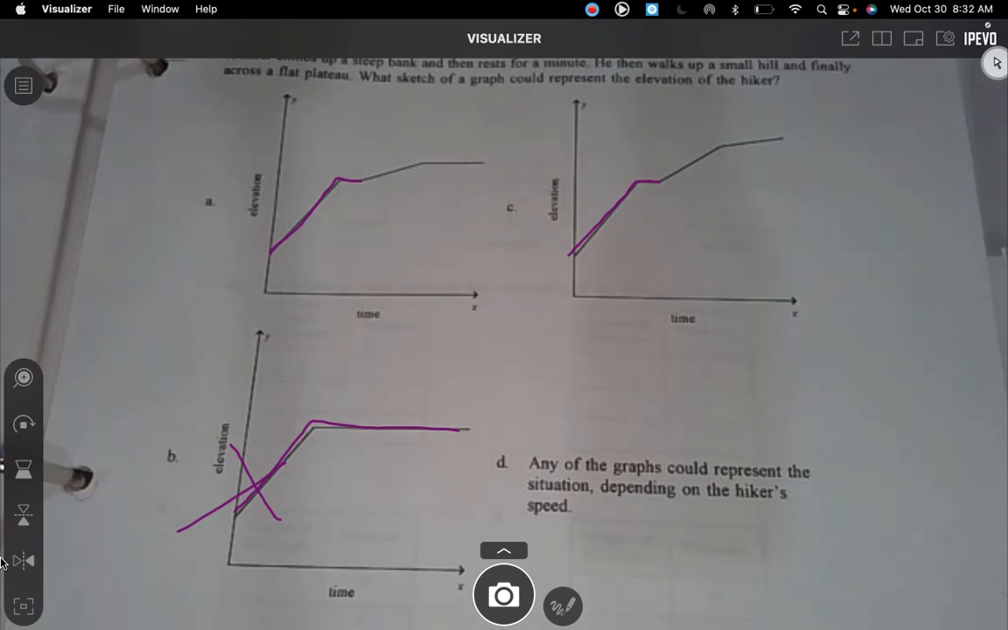Then it says, then he walks up a small hill. Which one of those looks like a small hill? It looks like it's A, but let's make sure it finishes out strong. He walked up a small hill and then across a flat plateau. So you know what a plateau is? It's just a flat surface. So it is A. Does everybody understand that? You just had to match the graph to the little situation. So that one is A.